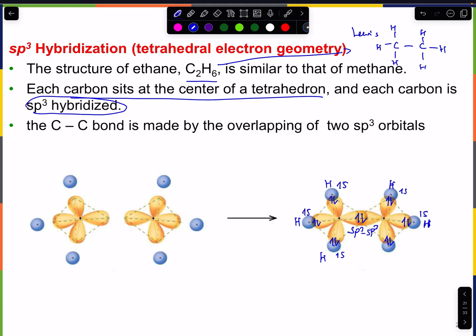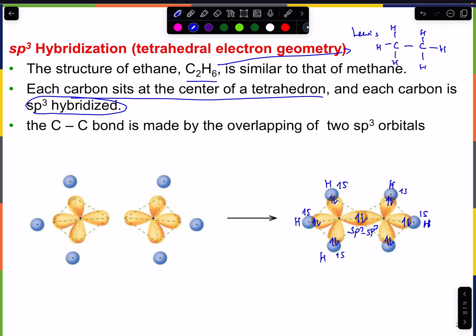Remember that orbitals are nothing else but electron density. So the overlapping of sp3 orbitals is what gives origin to this carbon-carbon bond. It's a single covalent bond in this case.